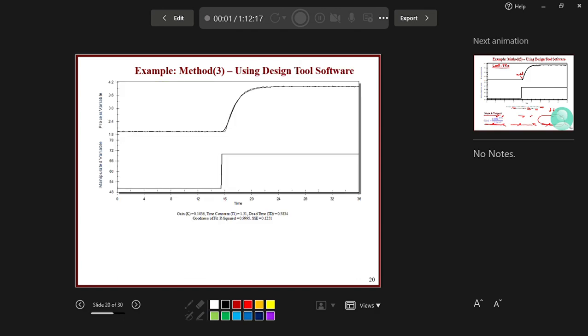A third approach that can be used for modeling the process is using software. We can use some dedicated software for modeling the output-input dataset. One of the softwares that we used to use is called Loop Pro. Using this software, I can let the software calculate the model for me.